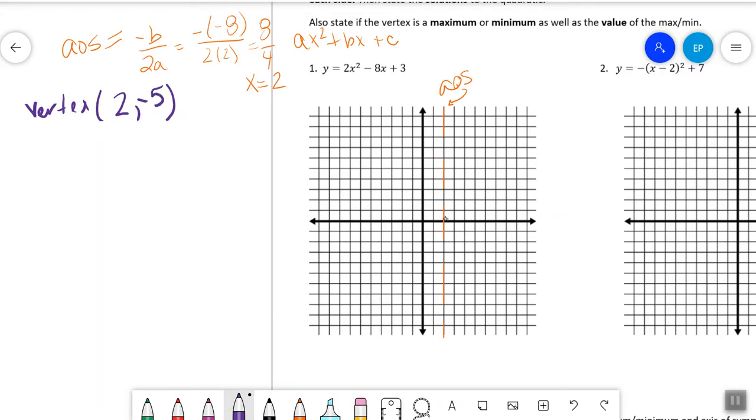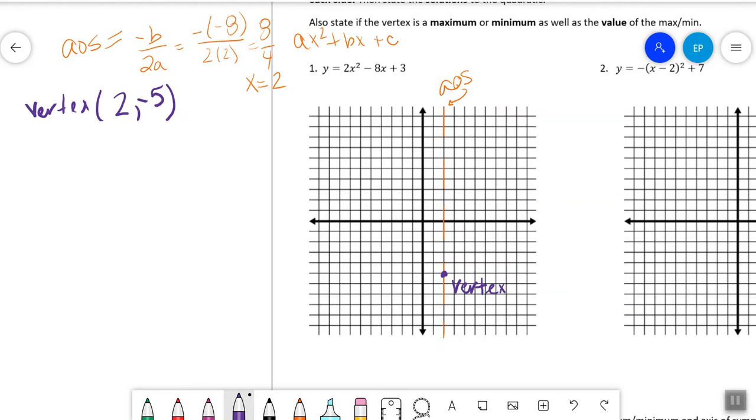So going back here, this is negative 5. I'm going to go to 2, negative 5. So 2, 4, 5, and I'm going to put a dot here. I'm also going to label it my vertex. I know I'm color coding, but I'm also just going to label it so you guys can see it. Either color code or label, it's up to you, 100%.